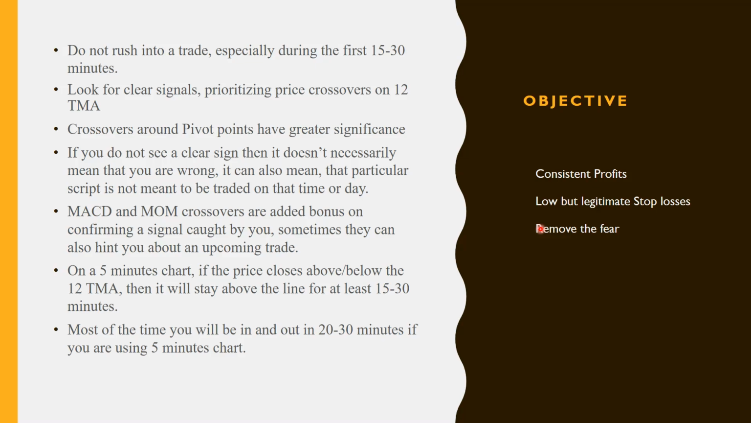Most of the time you will be in and out in 20-30 minutes if you are using a 5 minutes chart. If you catch a movement right, let's say a bullish movement, then in 15 to 20 minutes maximum, I think it will reach a resistance area where the price might react. Or you are happy with the profit which you earn in 20 minutes and you will exit the position. So most of the time it will be like 20 minutes in and out. It can go a longer period if you catch a trending move, right?